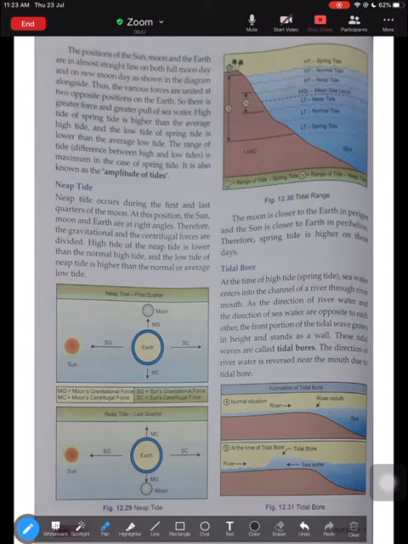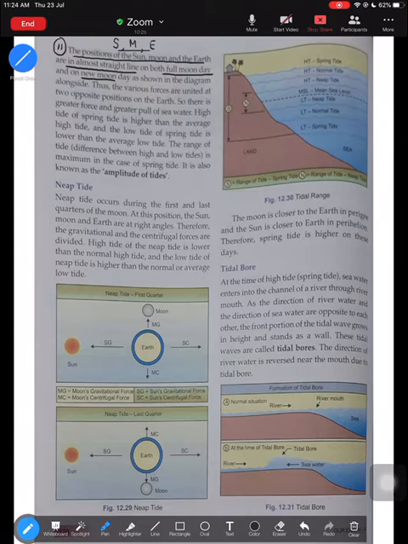Alright, so we will underline. Second thing about spring tide, the position of the sun, moon and earth are in a straight line on both full moon and new moon day. So the first thing we learned is that spring tide takes place on a full moon and new moon day. The second thing we learned is that the position of the sun, moon and earth are always in a straight line. So sun, moon and earth will have to be on the same line for spring tide to take place. So what happens when they are in a straight line?